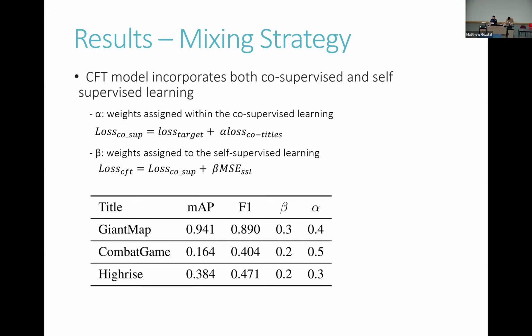Alpha is the weight assigned within the co-supervised learning. It is defined in this loss equation, and beta is the weight assigned to the self-supervised learning. So we tried to study the mixing strategy, and in this table we can see that beta is relatively stable compared with alpha, and also alpha has a high variance. So it means that we should pay more attention to alpha tuning, and for beta, because it's more stable, we can just use a value like 0.2. But for alpha, we should carefully tune it when we train the SAFETY model.